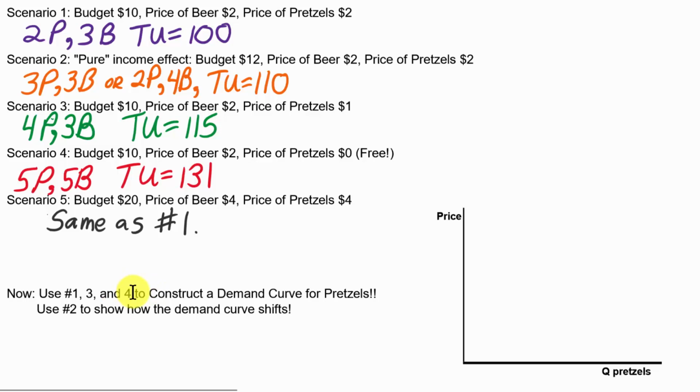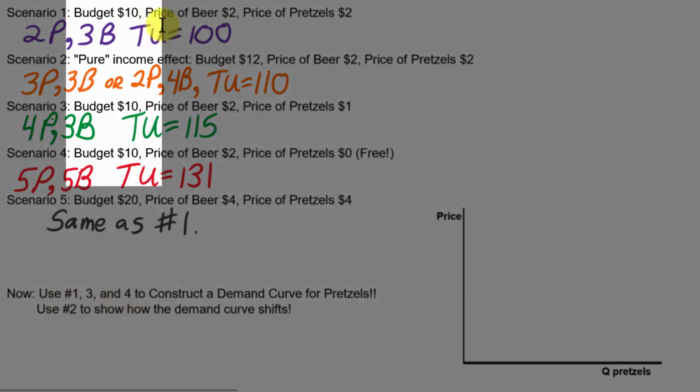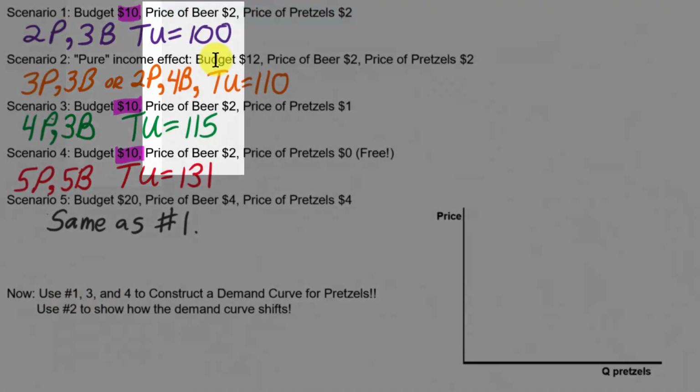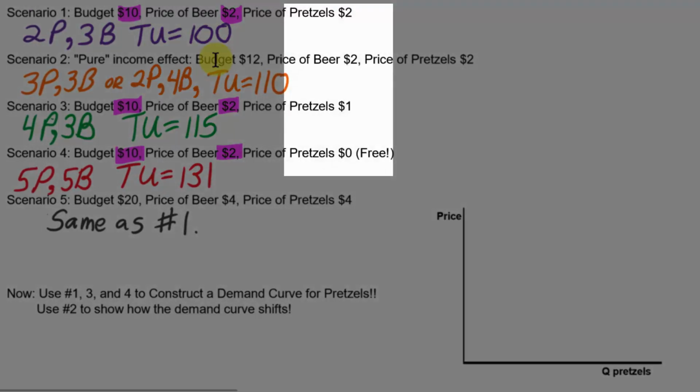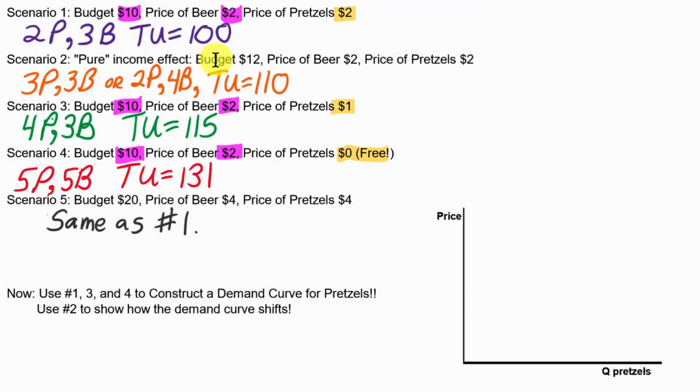We want to hold constant tastes and preferences. Okay, that's the table we were looking at. And income. And we want to keep the prices of related goods constant. So in numbers 1, 3, and 4, we all have $10 and the price of beer is always $2. But what we're changing is the price of pretzels from $2 to $1 to $0, or free. So that lets us see the quantity demanded and how it changes as the price changes. We observe three prices for pretzels: $2, $1, and 0.